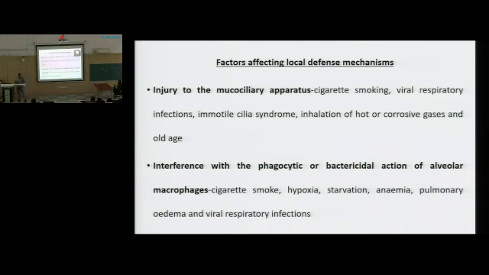Or there can be interference with the body mechanism like phagocytic and bactericidal action of the alveolar macrophages. So patients may have impaired bactericidal activity or phagocytic activity, and it can be due to many factors like cigarette smoking, hypoxia state, patients with malnutrition or starvation, that ultimately patients will have anemia, and patients who are suffering from pulmonary edema and viral respiratory infections.